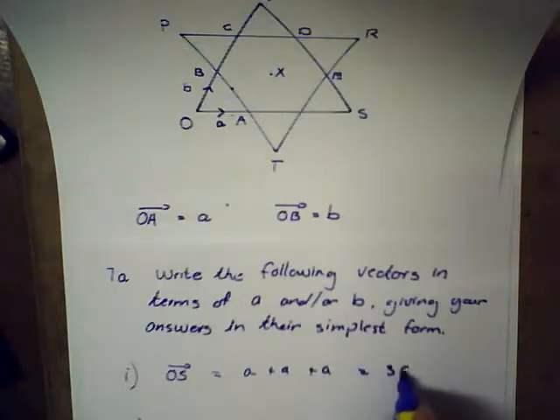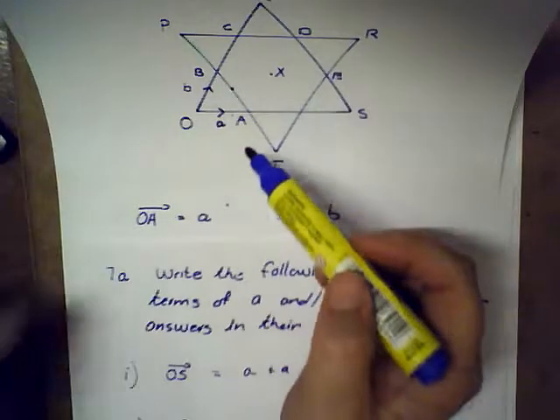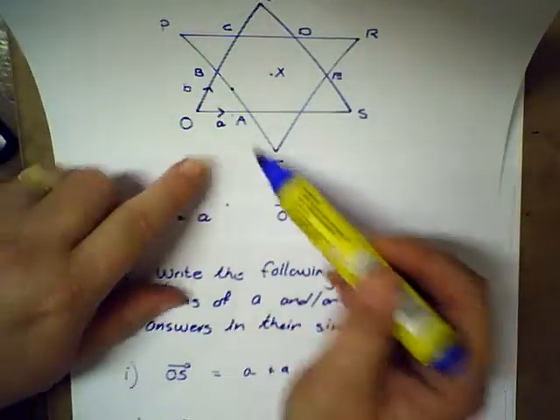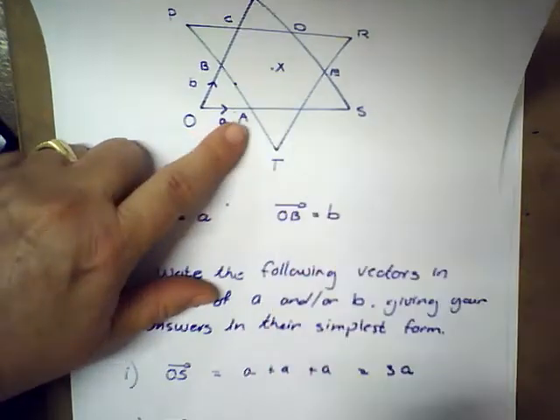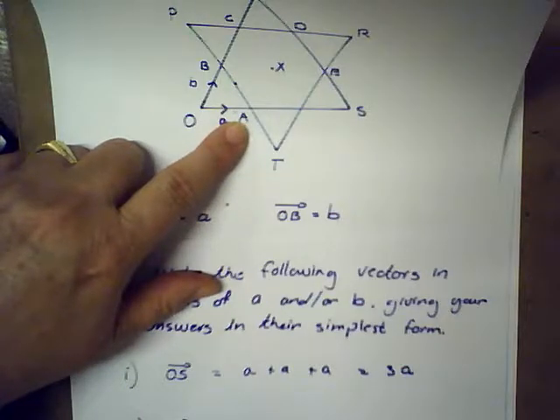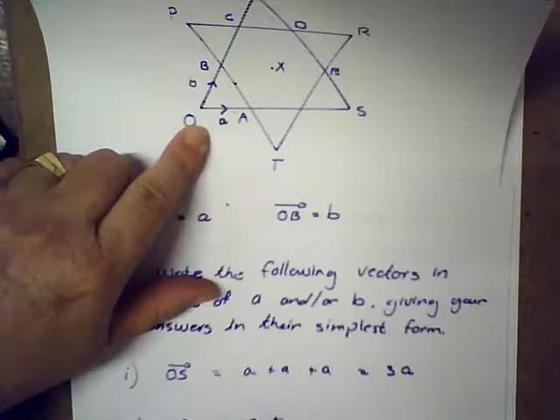And that would give us 3A. The next one is AB. So from A all the way to B. Okay, so that would be, we'll go against the traffic, negative A plus B. And that is the answer.